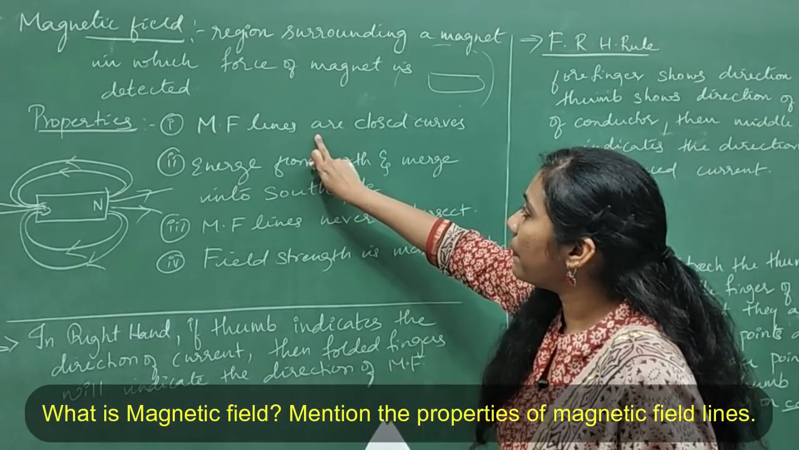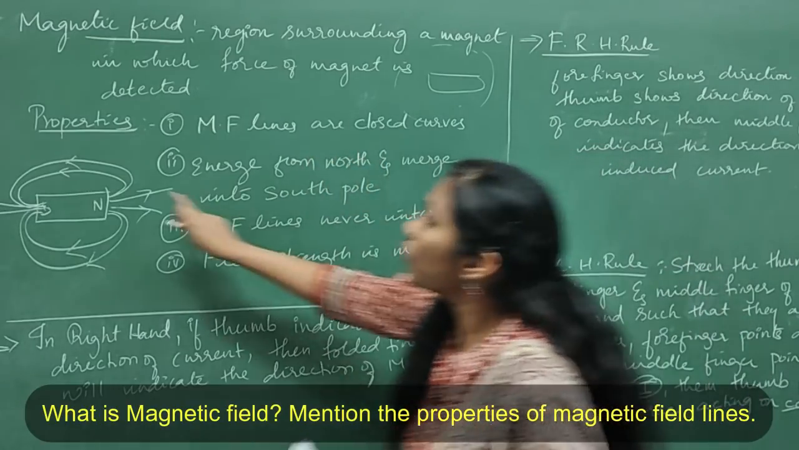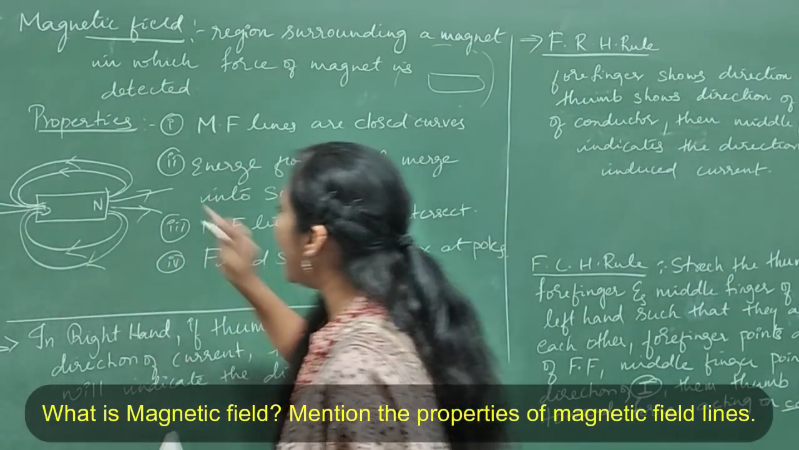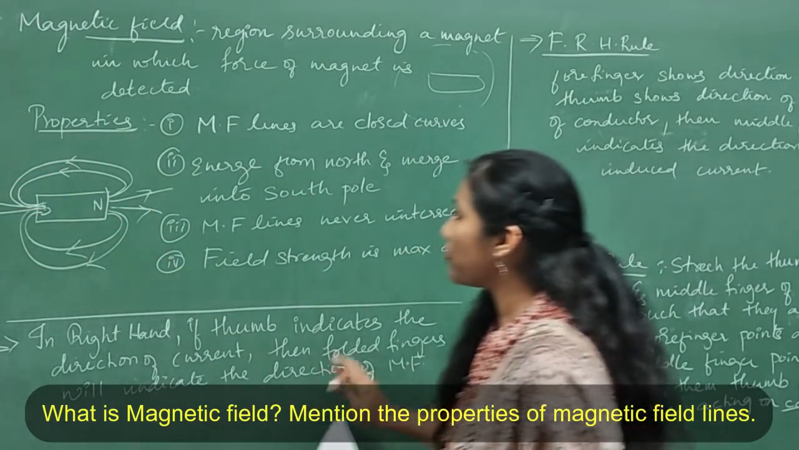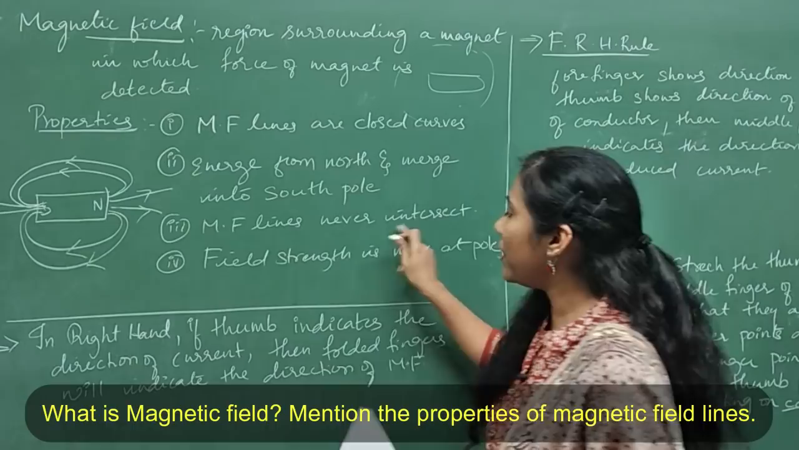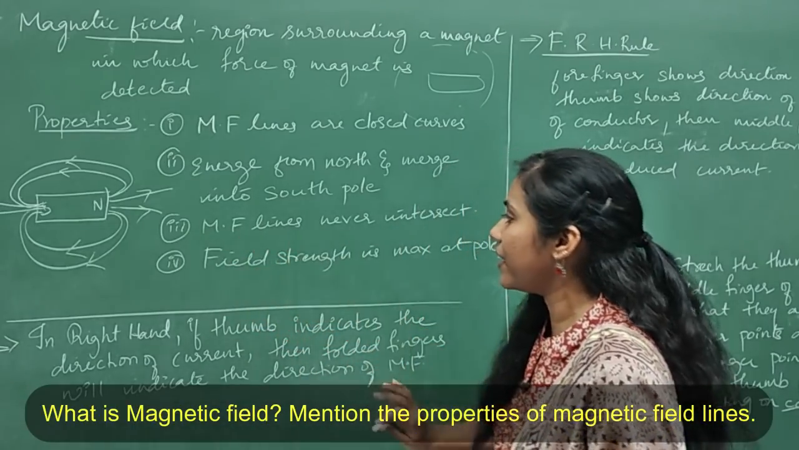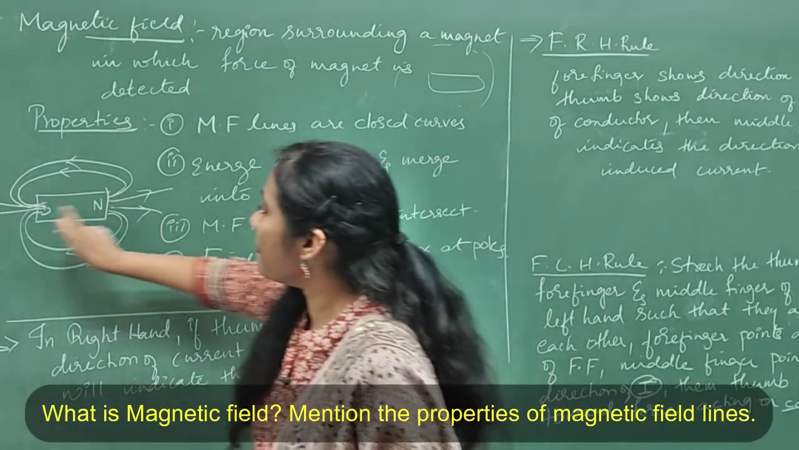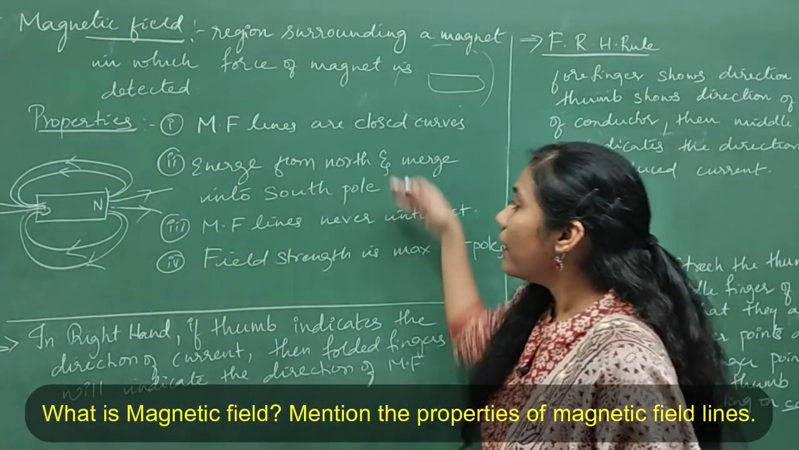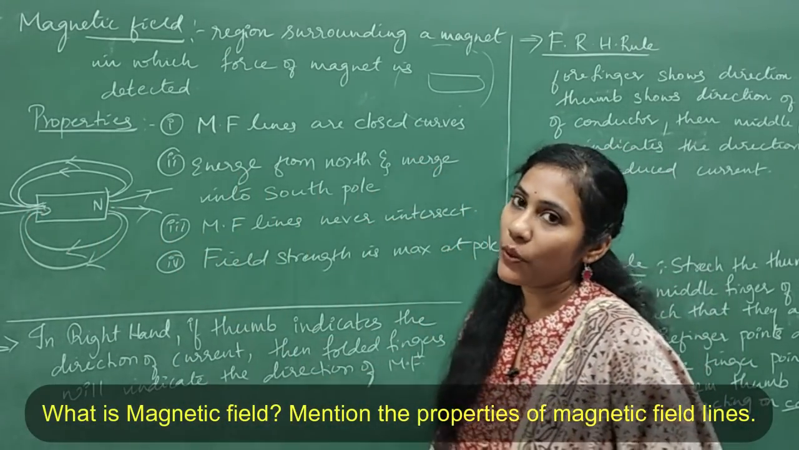So the first property is magnetic field lines are closed curves. They are always circular loops, and they emerge from North Pole and merge in South Pole. The third property, magnetic field lines never intersect with each other. Next, magnetic field strength is maximum at the pole, right? So these are the four properties you have to mention.